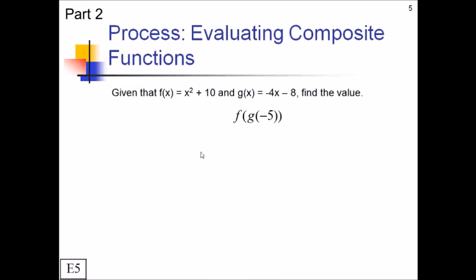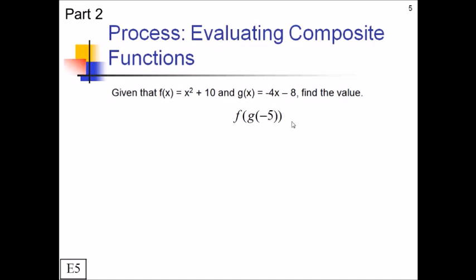The next several examples are going to deal with something entirely different than adding or multiplying functions together. For this one, we're given two functions. F of x is x squared plus 10 and g of x is negative 4x minus 8. And we're doing f of g of negative 5.